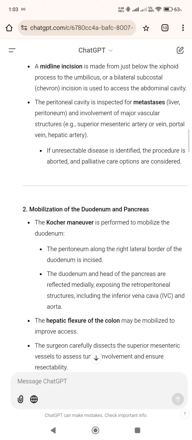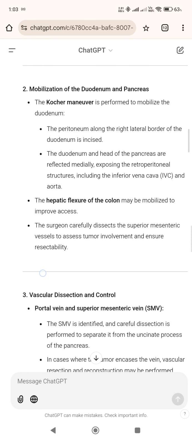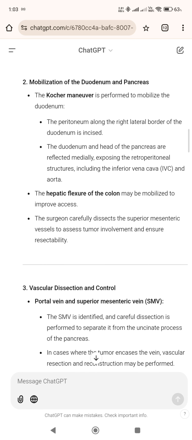2. Mobilization of the duodenum and pancreas. The Kocher maneuver is performed to mobilize the duodenum. The peritoneum along the right lateral border of the duodenum is incised. The duodenum and head of the pancreas are reflected medially, exposing the retroperitoneal structures, including the inferior vena cava, IVC, and aorta. The hepatic flexure of the colon may be mobilized to improve access.